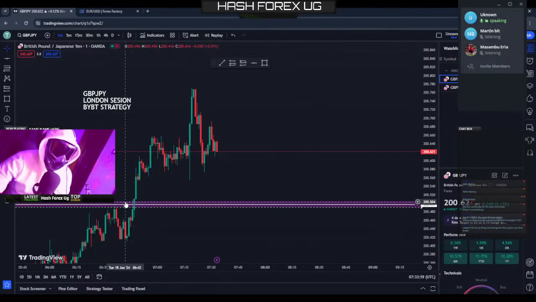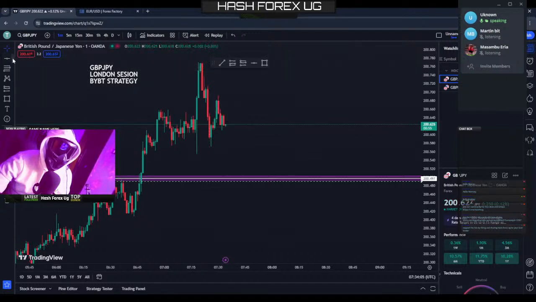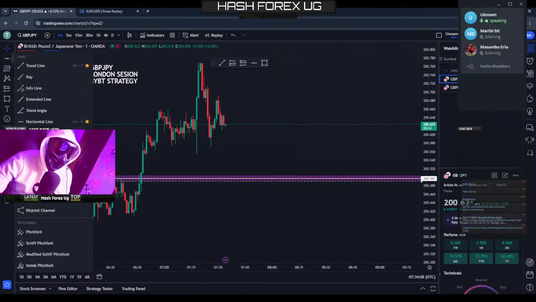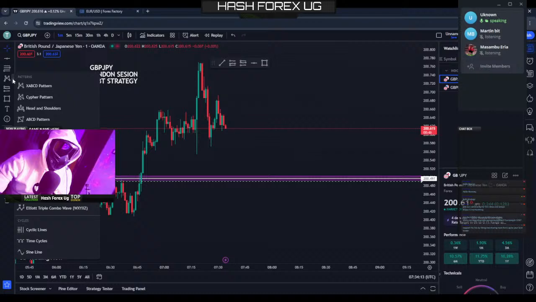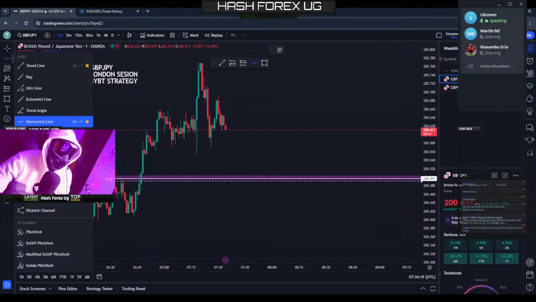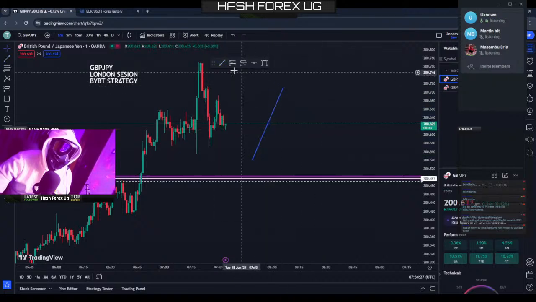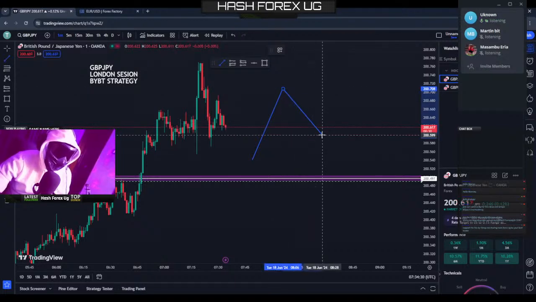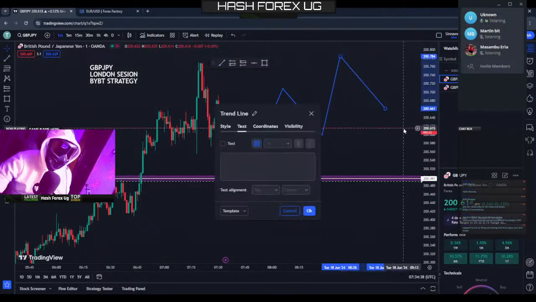So on GJ, we want to get the structure of an uptrend because we are looking at buys above. So we want to see the market creating an uptrend, that's the market creating higher highs and higher lows.